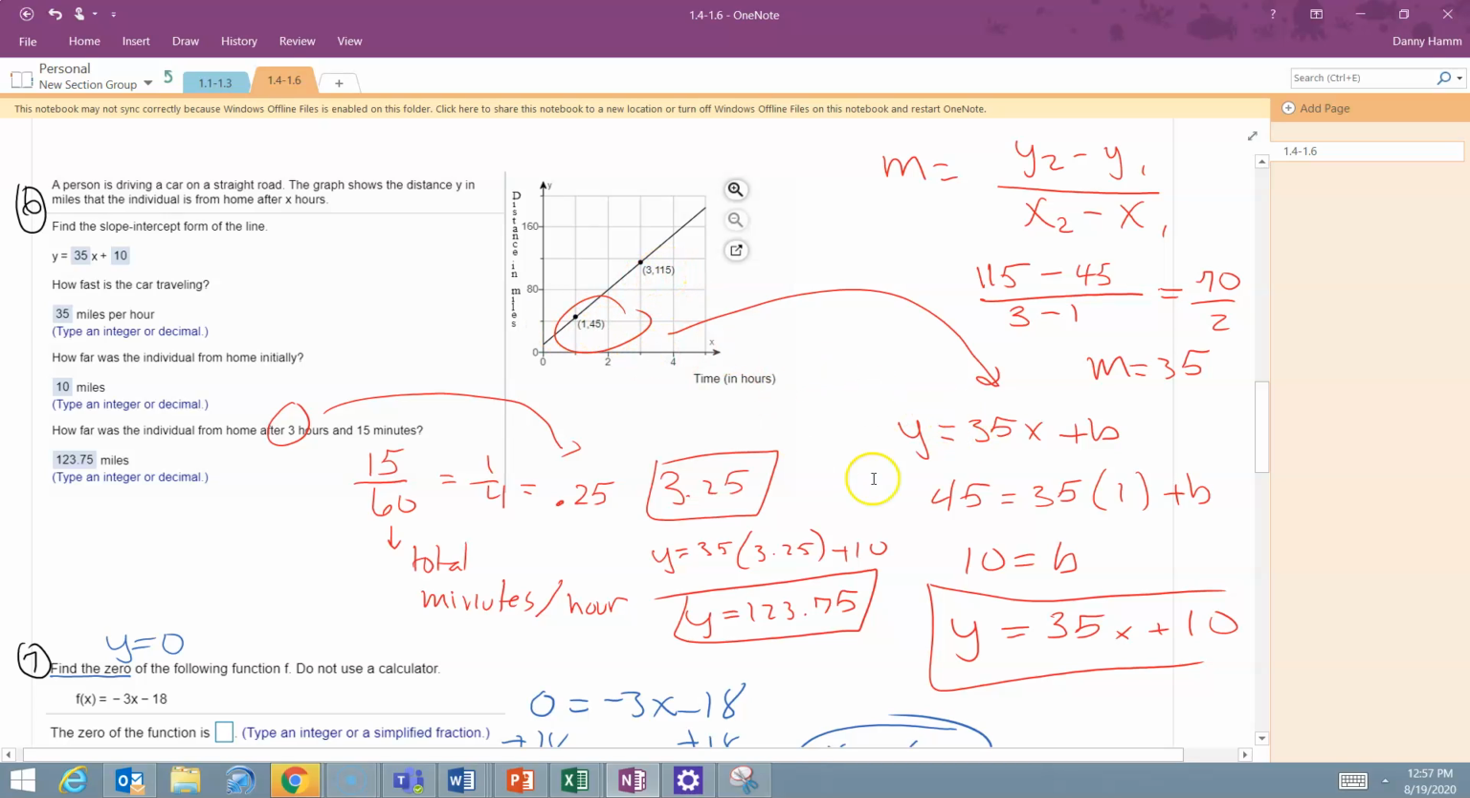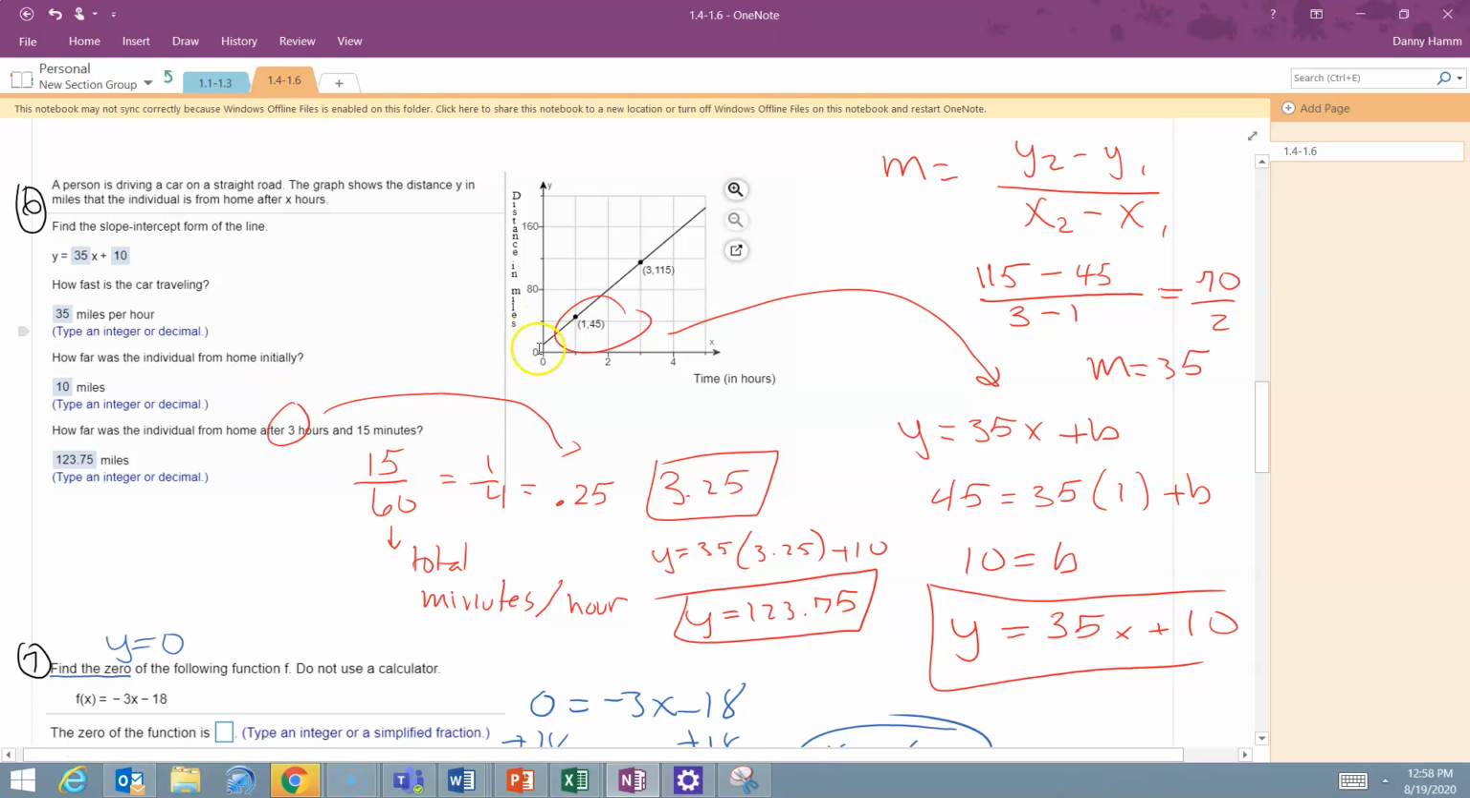So I replace my y value with 45. I replace my x value with 1, plus b. And I solve, and I get b is equal to 10. So I know that my linear equation is this here, which is plugged in here. Asking how fast the car is traveling is another way of asking what is the slope. This is the rate of change. So we're talking about miles per hour. And then asking how far the individual was from home initially is another way of asking what is the y-intercept?